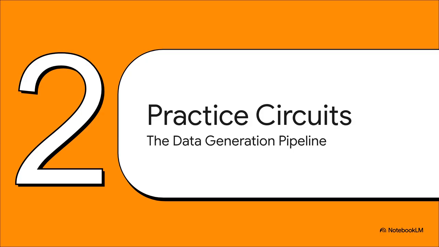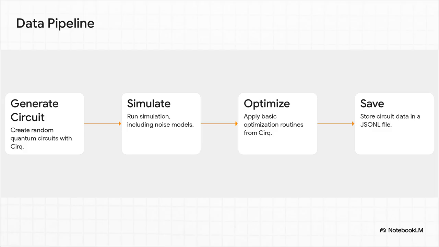So how in the world do you teach an AI to make these circuits better? Well, like any good student, it needs homework. It needs something to practice on. A lot of something. So the very first step in this whole project was to create a massive library of these practice circuits. And this is basically the assembly line for creating all that practice data.